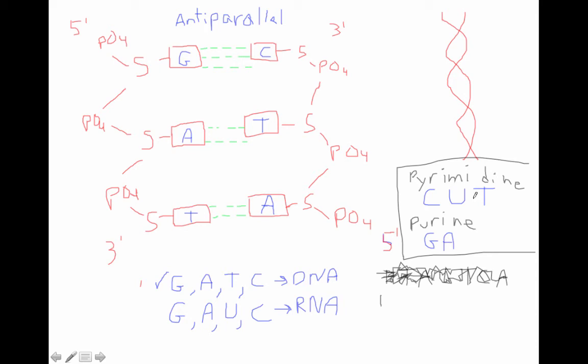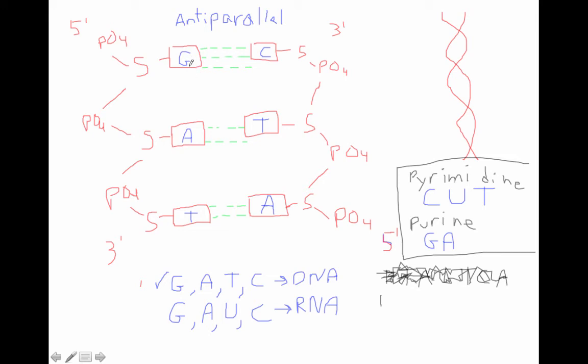Now I often come up with weird little ways that helps my mind remember what these are. And so I always remembered this, that CUT spells the word cut. And if I think of a pyramid, I think of a pyramid as having a very sharp tip to it, and that could cut you. So that's how I always remember that cytosine, uracil, and thymines are pyrimidines, because of the word cut. And then the other two, I just remember the ones that are left over. GA are the purines.